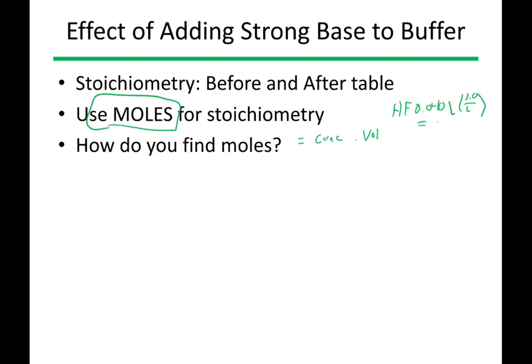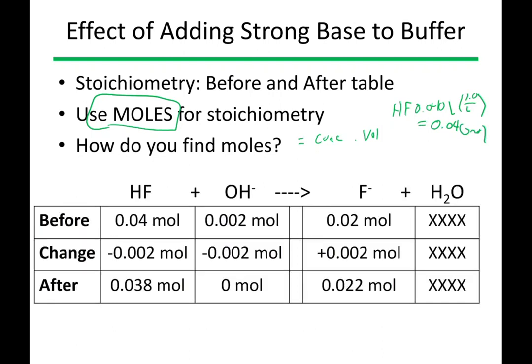And so for HF, we're starting with 0.040 moles. When you do this first step, you can fill in the first line of your before and after table. So again, that's the volume times the concentration for the HF and the F minus. So these are both 40 milliliters, different concentrations. This was 1 molar, this was 0.5 molar. And then the OH minus, 2 milliliters of a 1 molar solution gives us 0.002 moles.